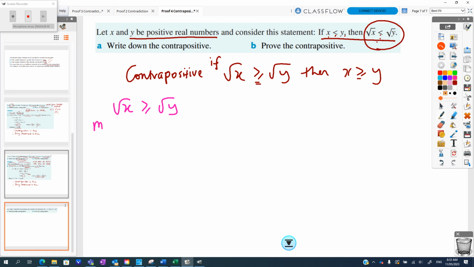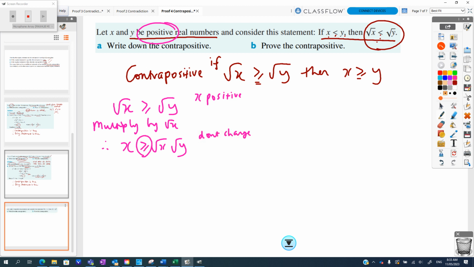So if I multiply by root x, then I've got root x times root x is x. Now the reason I can do this is because I've got positive numbers. So x is positive. So when I multiply by a positive number, I don't change the sign of the inequality. If this was negative, then when I multiply through, well, first of all, you can't square root a negative anyway, but I would have to change the sign. You can't multiply by the square root of a negative number.